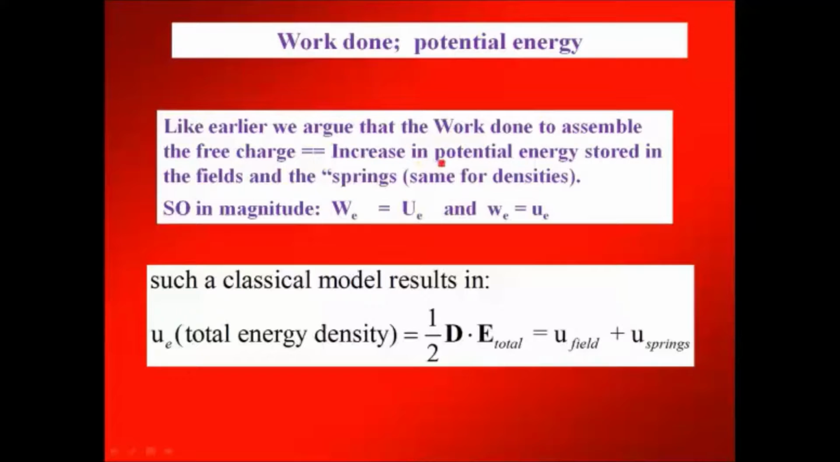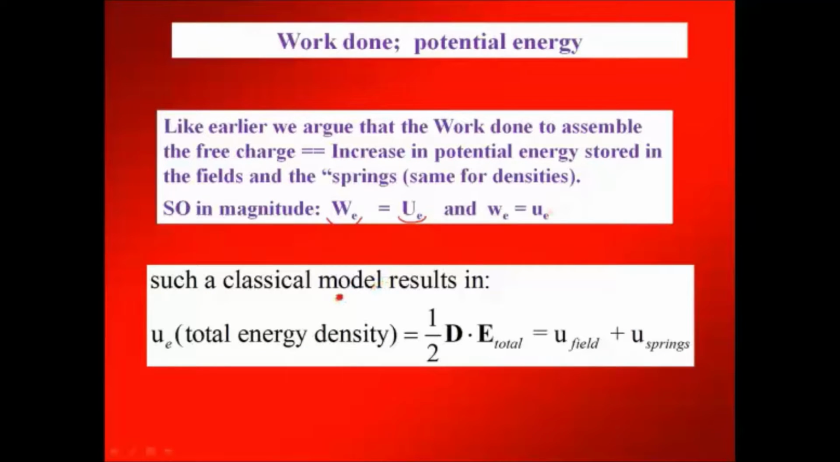So if we argue, like we did earlier, that the work done to assemble the free charge is equal to the increase in potential energy stored in the fields and the springs, we can state this in terms of densities. Then we have in magnitude that the energy which is developed in terms of the work done is equal to the potential energy that we put into the field. And the same goes for the densities. This was the work done per unit volume, and this is the potential energy per unit volume. And realize that these are spatially defined.